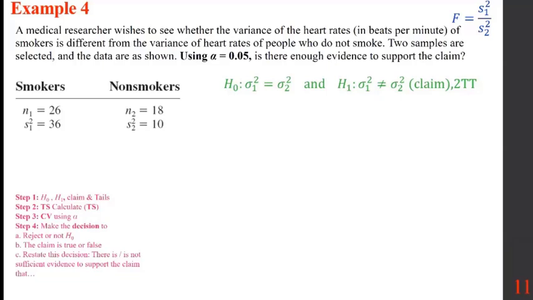Since alpha is 0.05, it cuts the alpha into two equal parts, making up two tails. The left tail and the right tail are 0.025. If you want to think of it as a right-tail test, you can, if you choose the first group with the larger S, which is 36. So the test statistic is S1 squared over S2 squared.